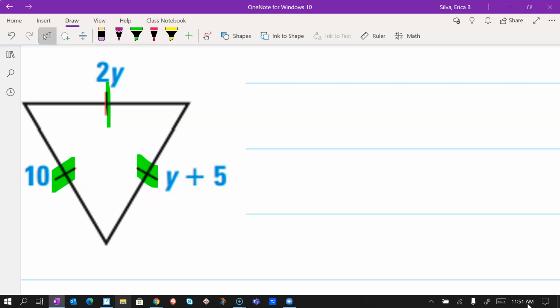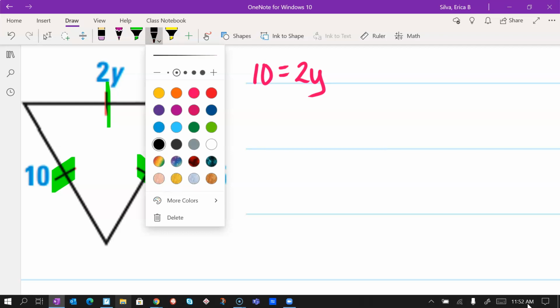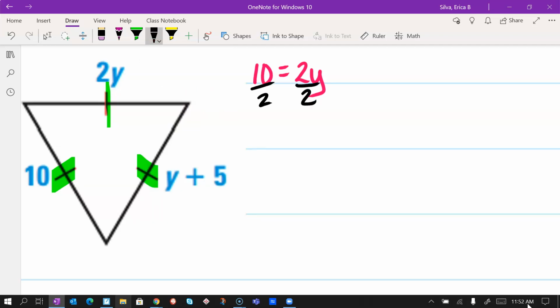We know they're all equal. They're all congruent. So what's one way we can write an equation to solve for it? What symbol do we use when we say that they're congruent? Equals. What's equal? 10. 10 is equal to 2y. That's true. They are equal. So let's solve for y. Y is equal to 5.